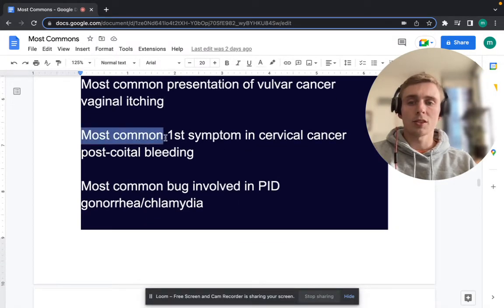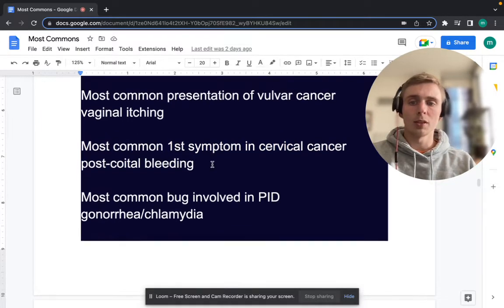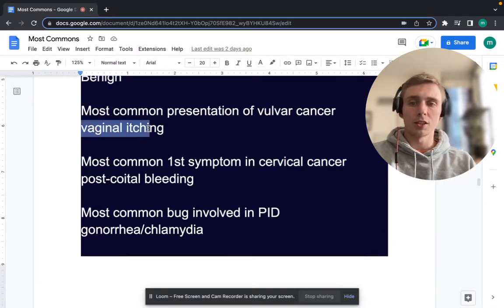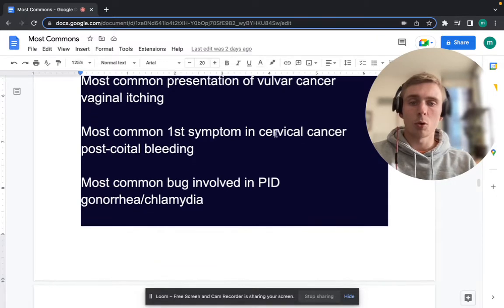What is the most common first symptom in cervical cancer? So the most common first symptom in cervical cancer is postcoital bleeding. So postcoital bleeding for cervical cancer, but for vulvar cancer is vaginal itching. So V for vulvar, V for vaginal itching. And most common first symptom in cervical cancer is that postcoital bleeding. So you can think cervical, coital. Postcoital bleeding for cervical cancer.